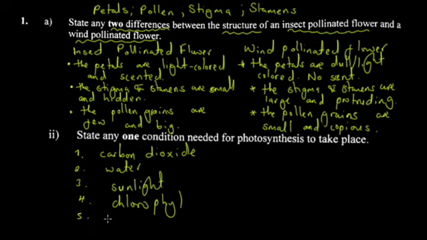So this fifth one, you only include it if they say 5 conditions for photosynthesis to take place. Then you can include this one, but then it's not very necessary always. So it's what? Minerals. Spellings. Minerals and nutrients. There are some minerals and nutrients that support photosynthesis, so you can include them.